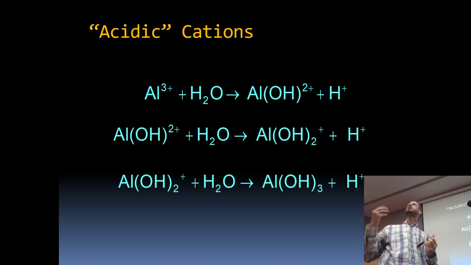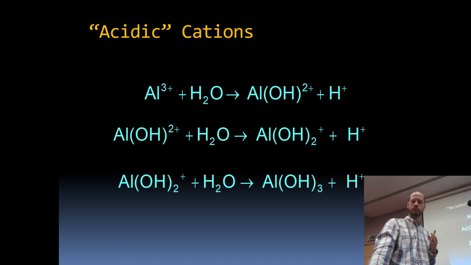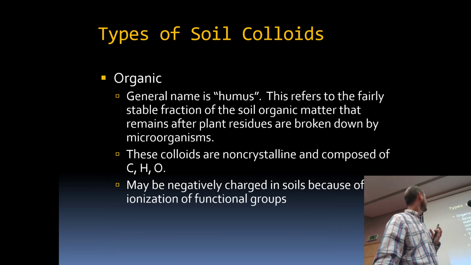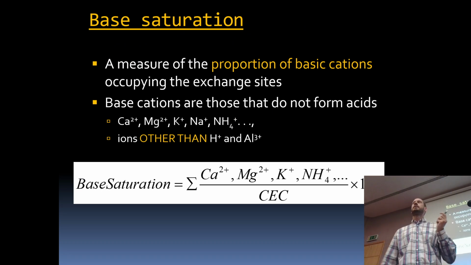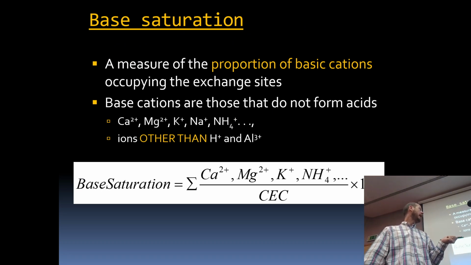Base saturation is the percentage of bases you have on the soil. What is the percentage of all the ions that are not iron, aluminum, and hydrogen? If you add up all the cations that are not aluminum, iron, and hydrogen, and divide by the total amount of charge that you have on the soil, you get how much you have of these ions. The maximum you can get is 100%. It means you have no hydrogen, no aluminum, and no iron.